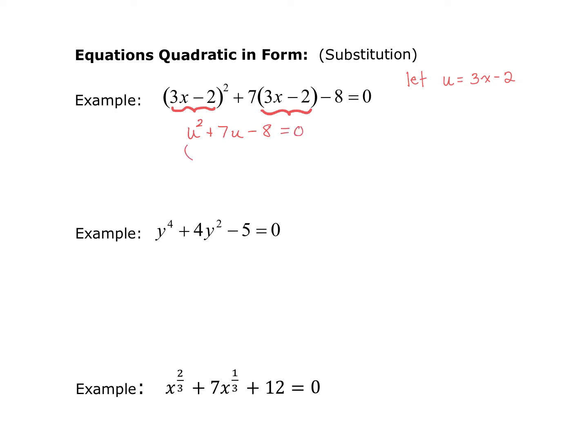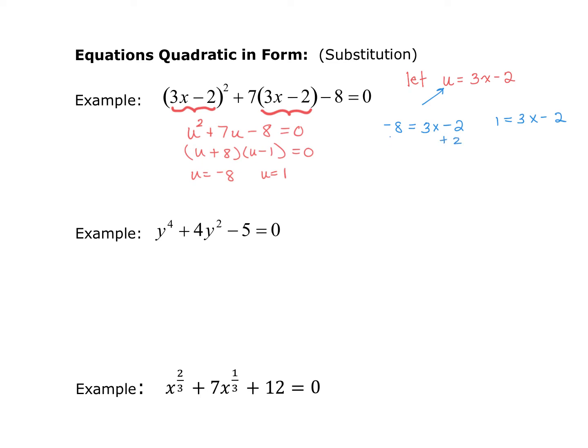And moreover, it factors. u plus 8 and u minus 1. And so we get u is negative 8 and u is 1. Now, we didn't have u, so we have to resubstitute and put those u values in here. So negative 8 equals 3x minus 2, and also 1 equals 3x minus 2. And then I solve these two linear equations.